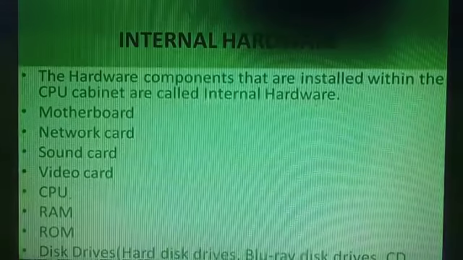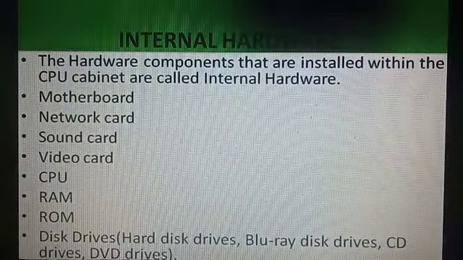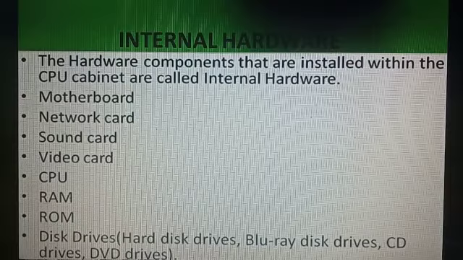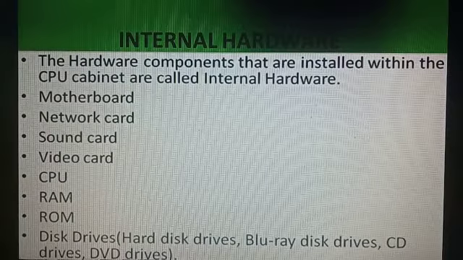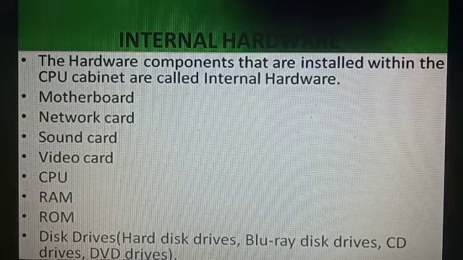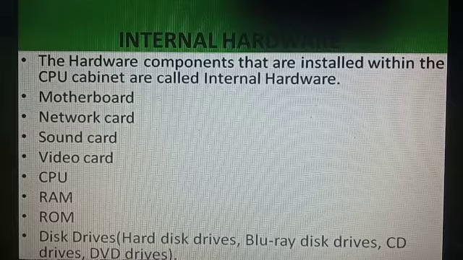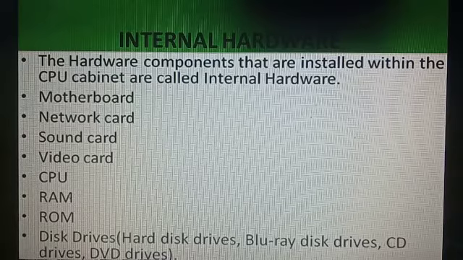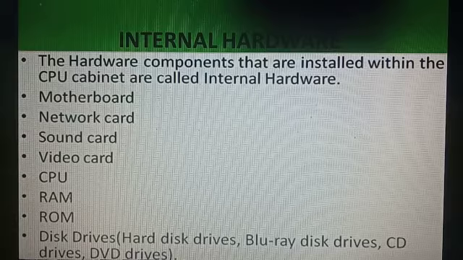Internal hardware. Internal hardware components are those installed within the CPU cabinet. They include the motherboard, network card, sound card, video card, CPU, RAM, ROM, disk drives, that means hard disk drive, Blu-ray disk drive, CD drives and DVD drives.